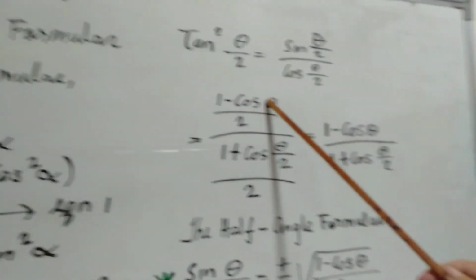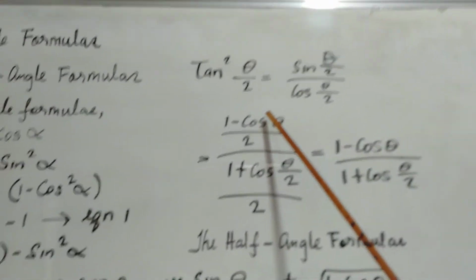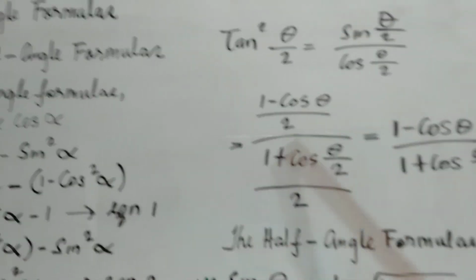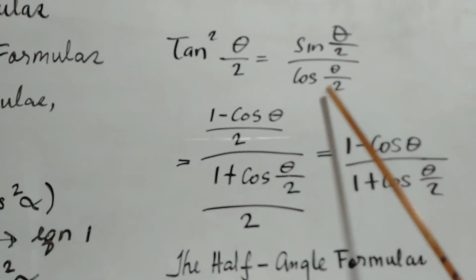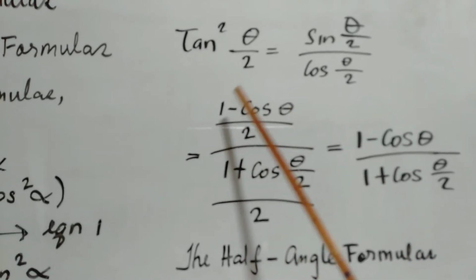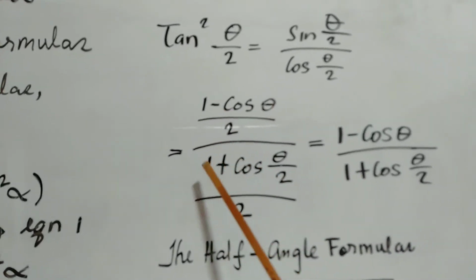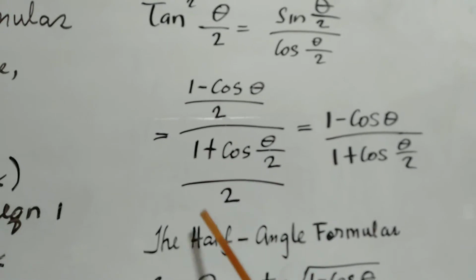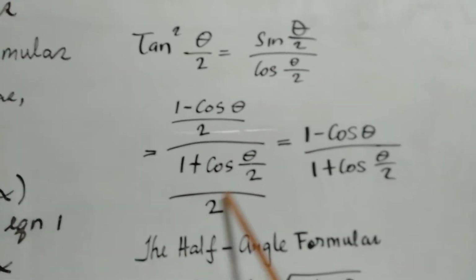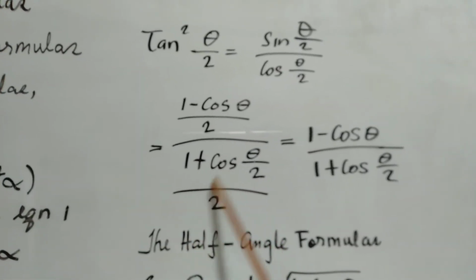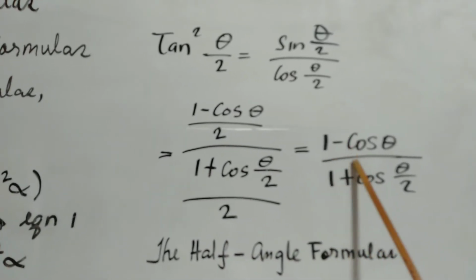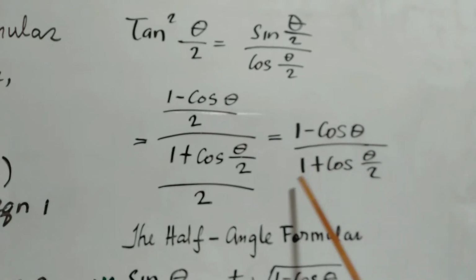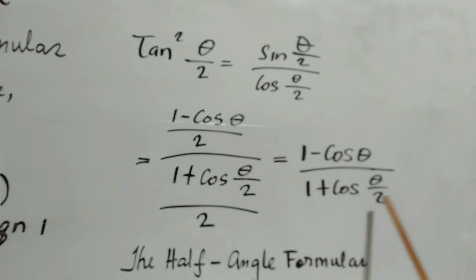For tangent squared theta over 2, that value is equal to sine squared theta over 2 over cosine squared theta over 2. So that is equal to 1 minus cosine theta over 2 over 1 plus cosine theta over 2. We just cancel the 2 here. What will remain is 1 minus cosine theta over 1 plus cosine theta.